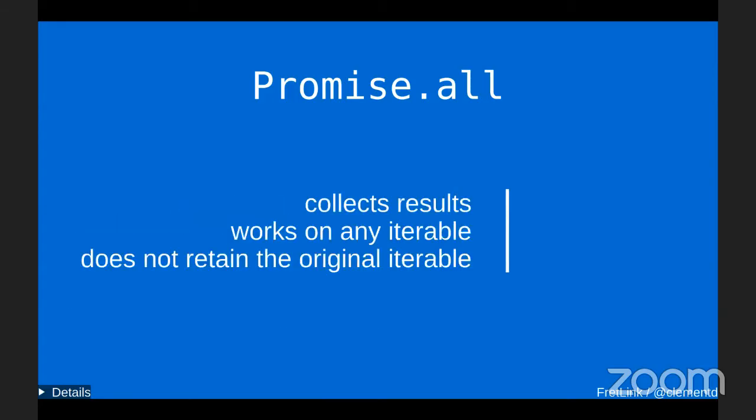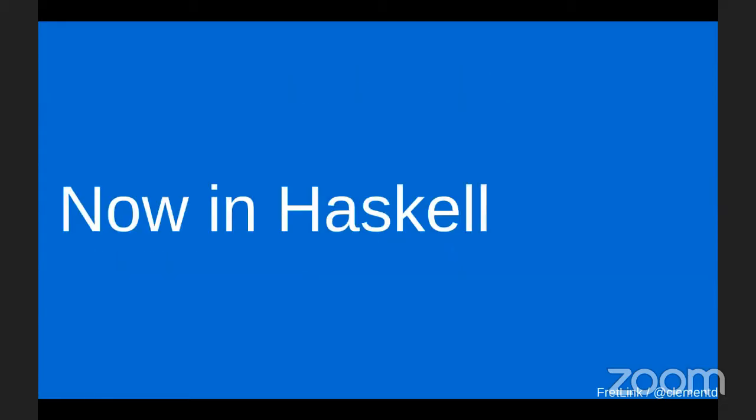So, Promise.all, it's great because it allows you to combine promises and collect results. So it turns a really nasty operation, if you do it with callbacks, into a really nice operation. It's a one-liner, it's cool. It works on any iterable, so it's good to not be tied with arrays. But the only issue is that in the process it forgets the original iterable. Okay, that was good. Now let's look at the equivalent in Haskell.